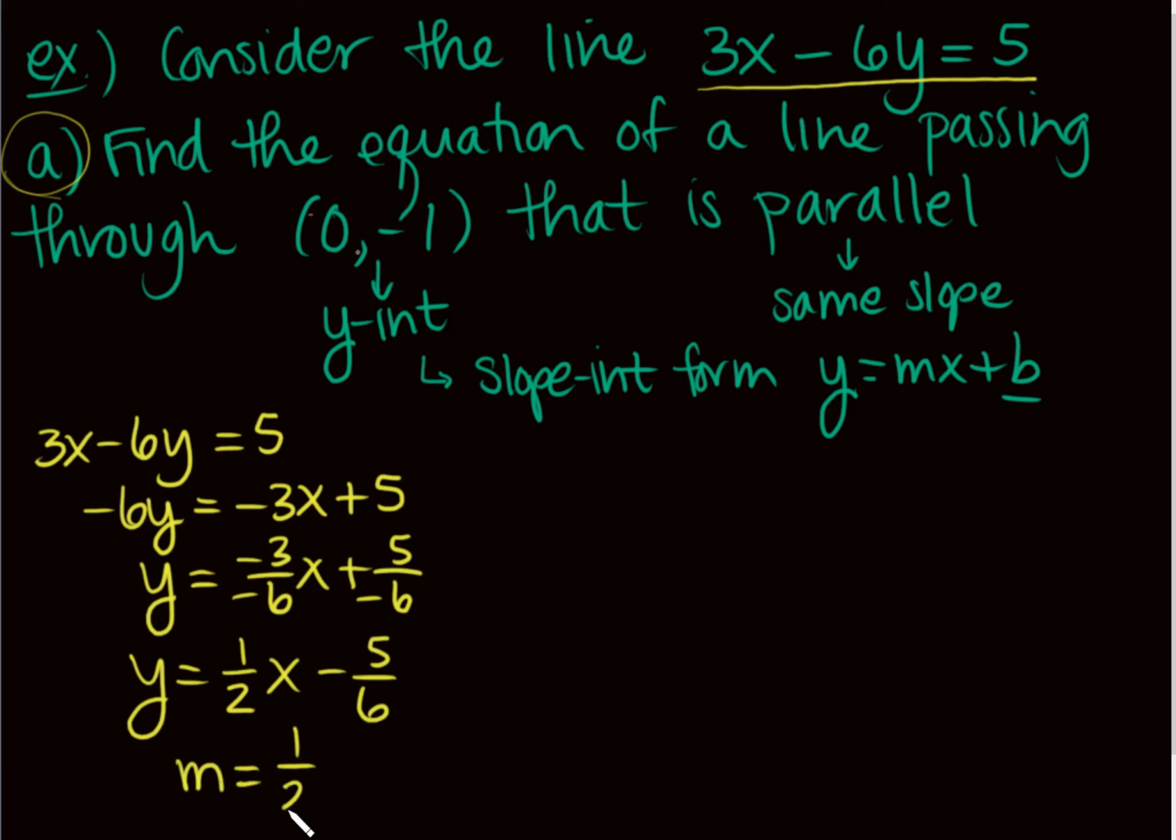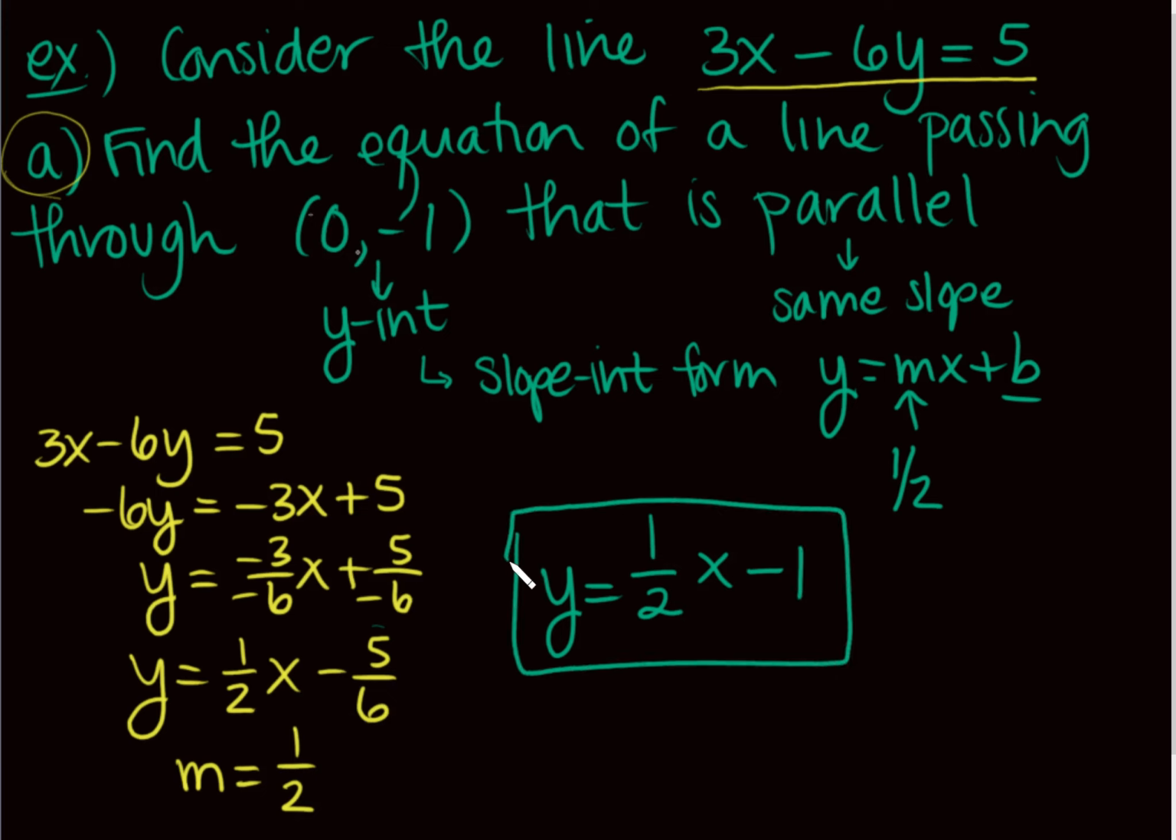The slope of this line is 1/2. So what is the slope of the line that I care about? The slope of the line that I care about is also going to be 1/2 because we're talking about a parallel line. So the equation of my line then is 1/2 x, but now I don't want -5/6, right? What is my intercept? -1. So there's my answer: y = 1/2 x minus 1. And if we did a quick sketch, this is the best part.